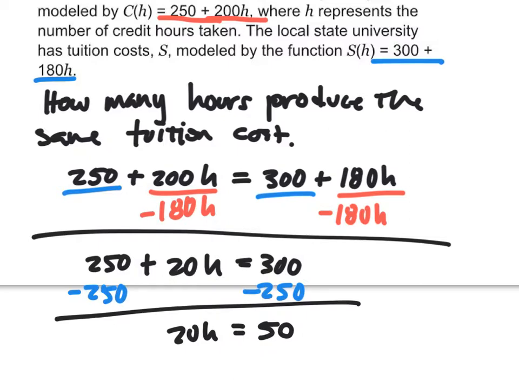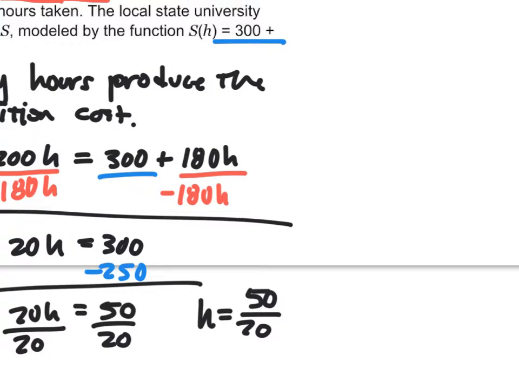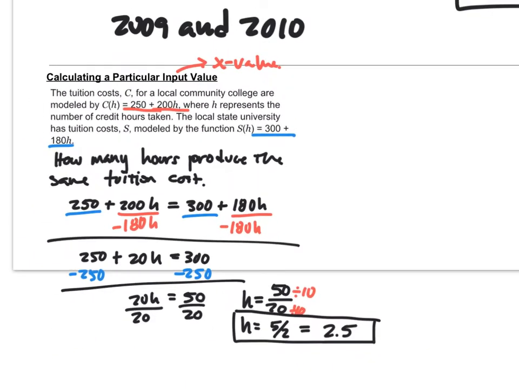And so then I'd want to divide both sides by 20, and we get that H is equal to 50 divided by 20, okay? And that number, folks, looks kind of like a big number, but it's actually not. If I divide each of these by 10, then I get that my value for H is really just 5/2, okay? And that is the same value as 2.5, okay? So the number of hours that would produce the same tuition cost is 2.5 hours. So you really wouldn't get that much out of your value.